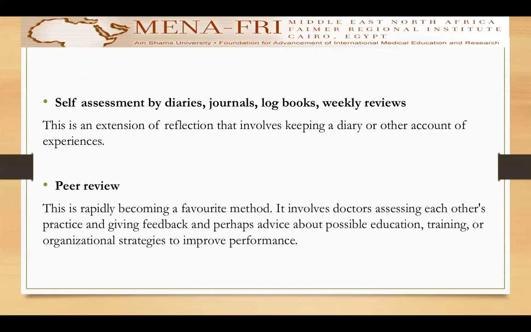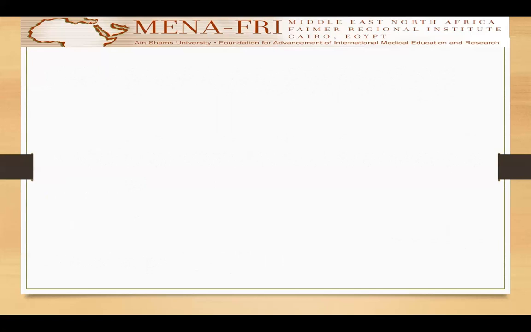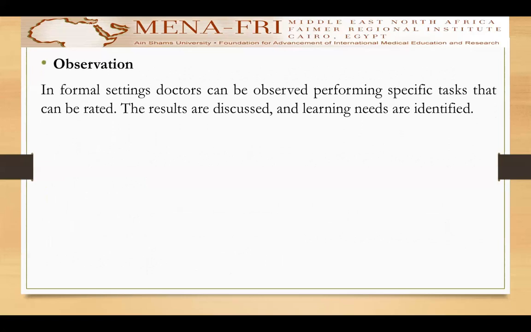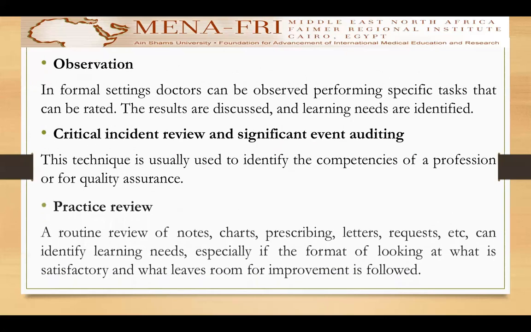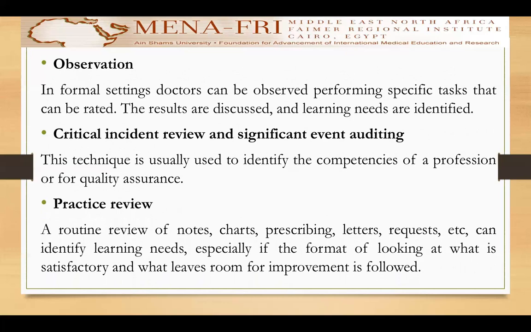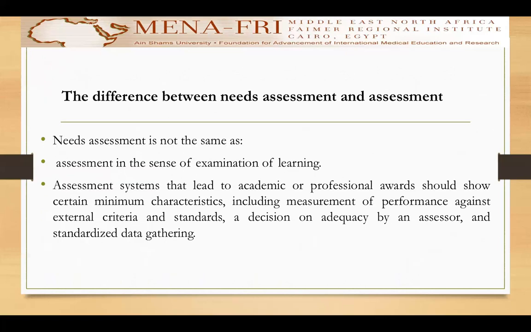Peer review, you use somebody from outside you, one of your colleagues, to review your actions. Observation is what you get to do just by observing the performance, maybe, of physicians, of nurses, of whatever it is you want to observe. Critical incident review is the same review process, but it happens in relation to an incident that happened. And practice review is when you review the practice and the notes and charts and whatever documents there is to coincide with the practice.